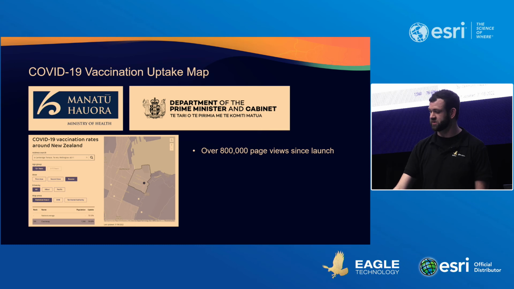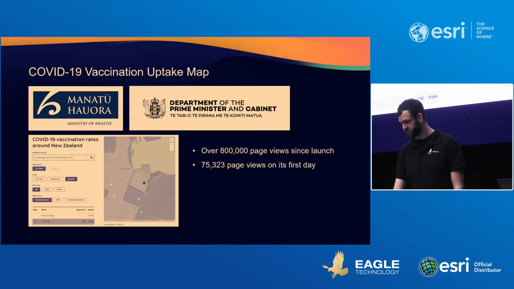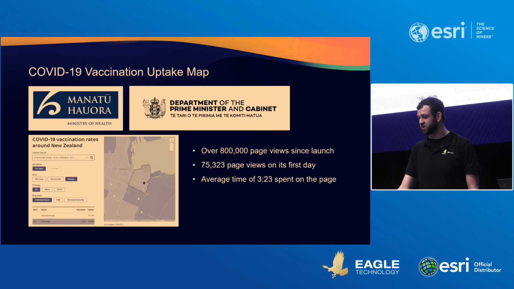So got some statistics around this. So we created this app using ArcGIS Online, chose to host the data in ArcGIS Online. Thankfully, Ministry of Health wanted this data to be public and accessible for anyone else to pull it down and use it wherever they wanted as well, which also gave us the benefits of ArcGIS Online, so all of that scalability I was talking about before. So it has had over 800,000 page views since it was launched. On its first day of being launched, it got 75,000 page views, and the average amount of time people were spending on this was about 3.5 minutes.